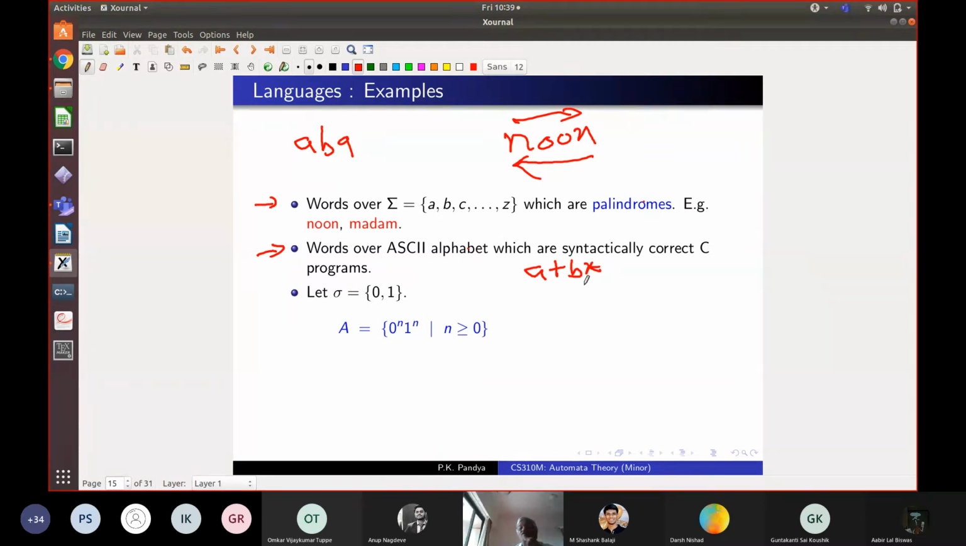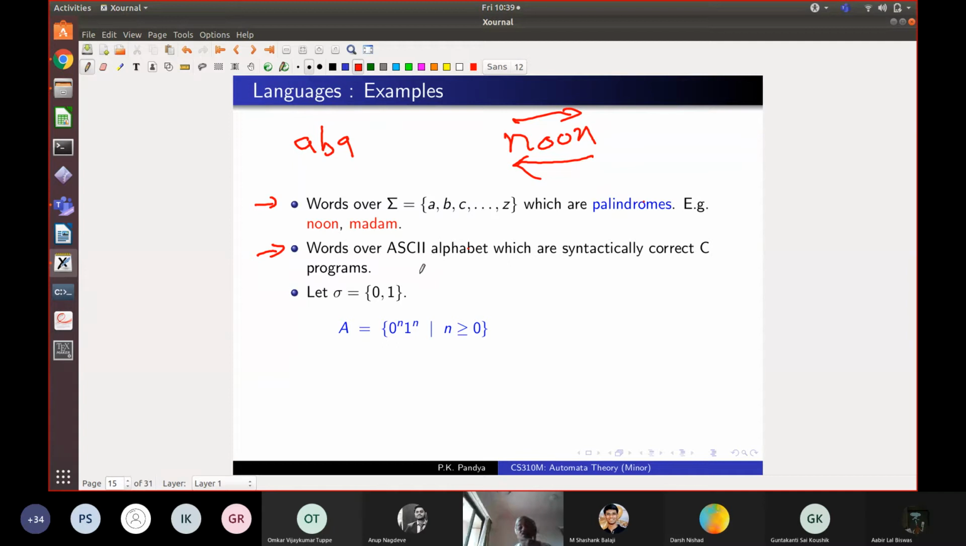this is not a valid C program. It is not even a valid C expression. And this string, which is made out of letters A plus B multiply, is not a valid C program. Whereas all the programs which are accepted by your compiler will be valid C programs. So this language of valid C programs is very important for a compiler to understand what to execute, right? So that is why these are artificial languages.